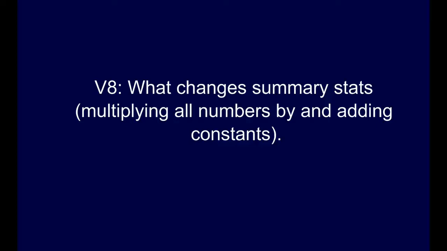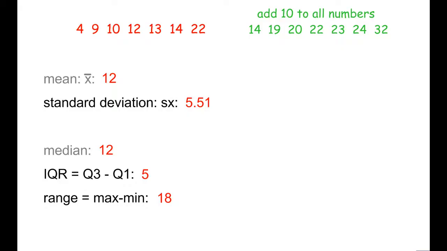Let's take a look at how summary statistics change when a distribution changes, such as when you add something to every number in a list or multiply every number in a list by the same thing. So here we have the distribution we've been using, 4, 9, 10, 12, 13, 14, 22. And now we have another distribution in green here where we've added 10 to each number. So 4 becomes 14, 9 becomes 19, and so forth.